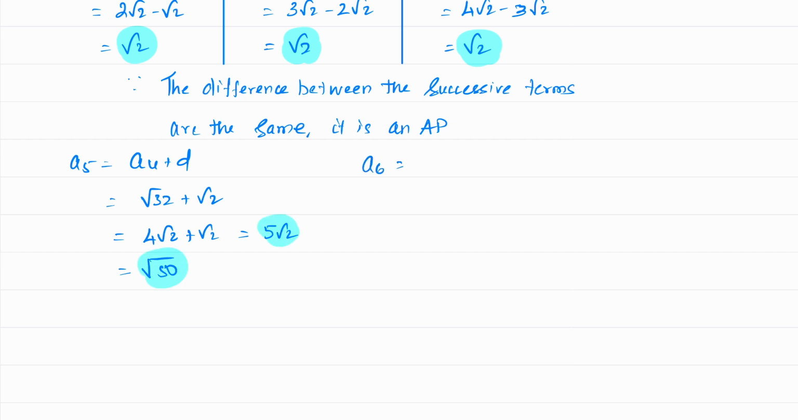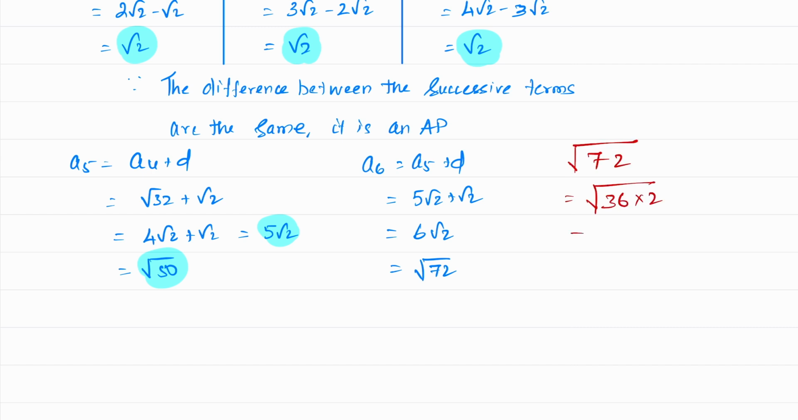A6 equals A5 plus D, which is 5 root 2 plus root 2, which is equal to 6 root 2, and this is square root of 72. So again, square root of 72 equals square root of 36 times 2, this is equal to 6 root 2.